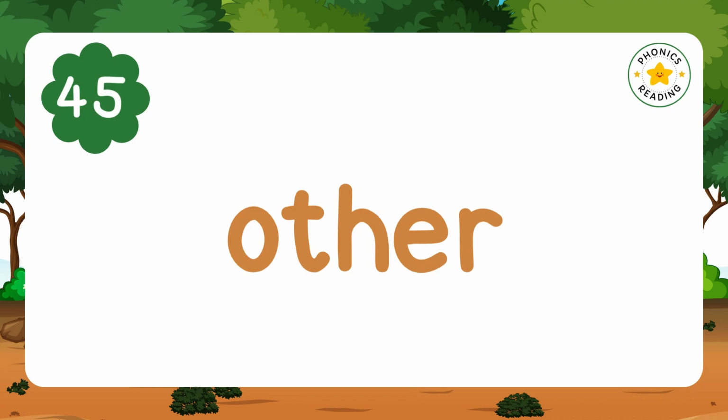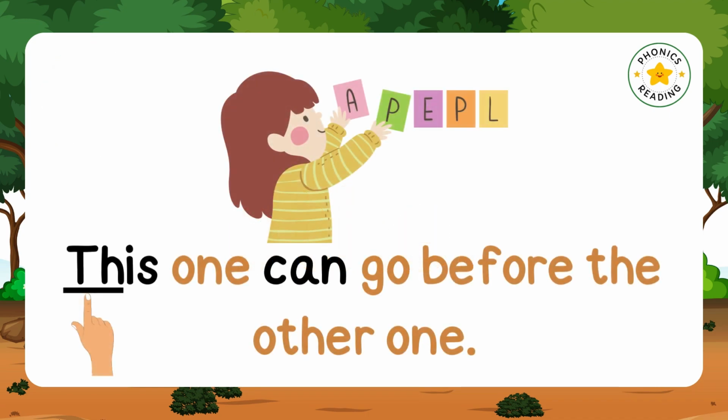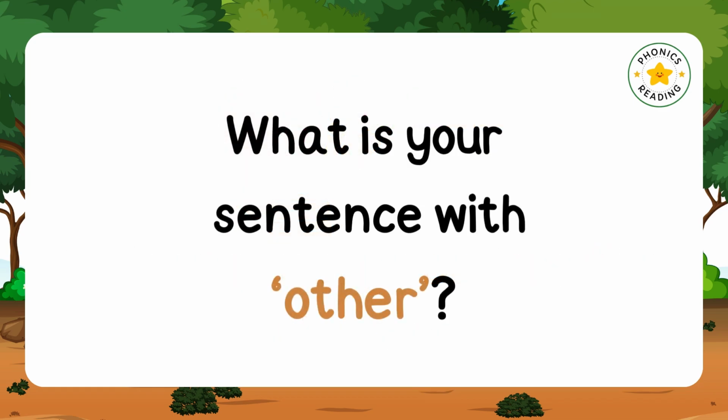Other. O-T-H-E-R. Other. This. One. Tricky word. Can. Go. Tricky word. Before. Tricky word. The. Tricky word. Other. Tricky word. One. Tricky word. This can go before the other one. Your sentence with other.